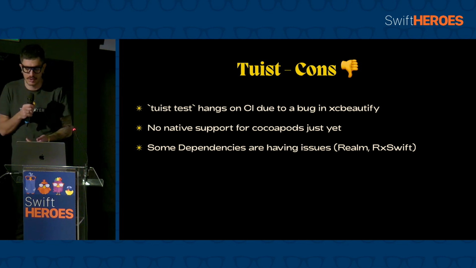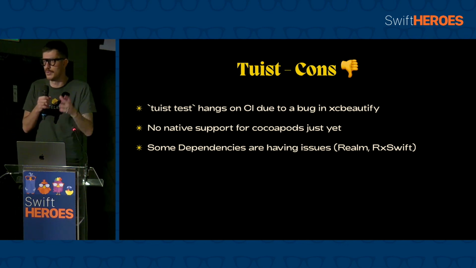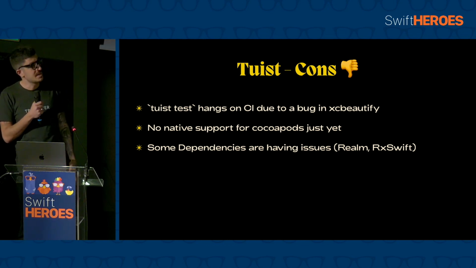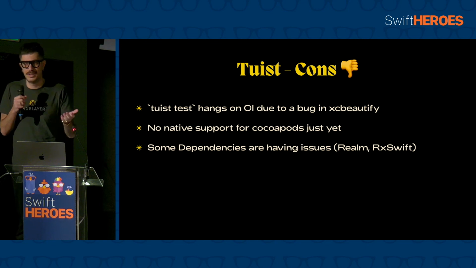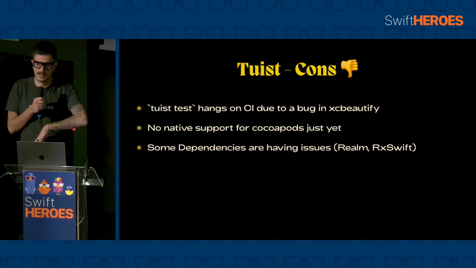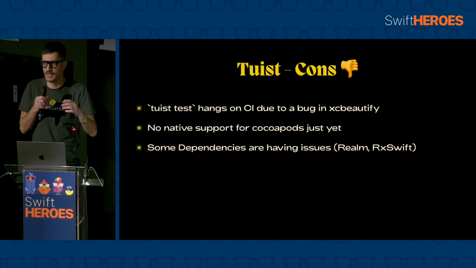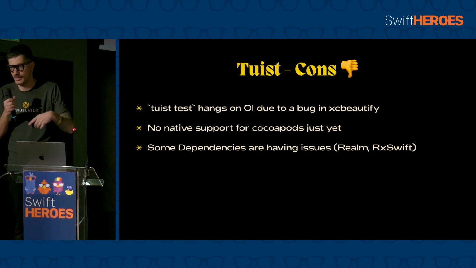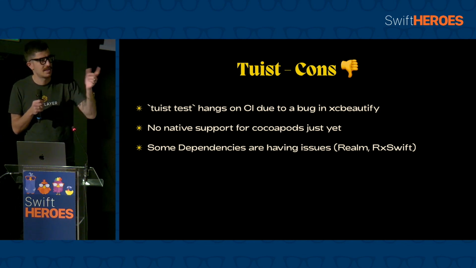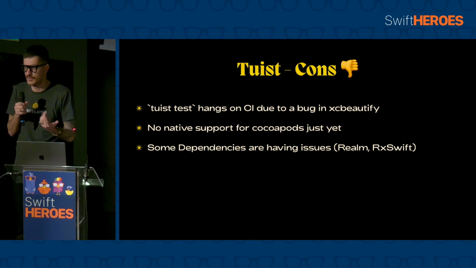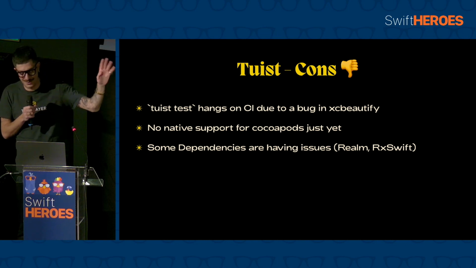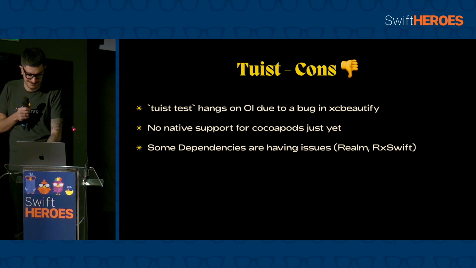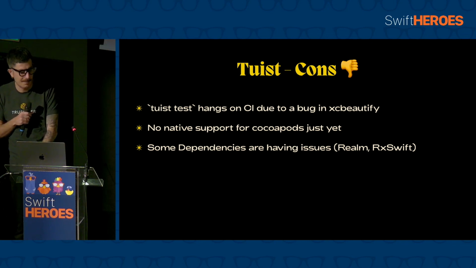No native support for CocoaPods yet, so you don't have the advantage of the whole caching system and everything for CocoaPods. And some dependencies are having issues, I think it's a problem between Swift Package Manager and Tuist, but again, it's really rare, it depends on what you're using and it's case by case. They had one with Crashlytics, but apparently this morning it was working, I don't know how. So the current ones are Realm and RxSwift. So Shai won't be happy, but sorry. So yeah, that's it.